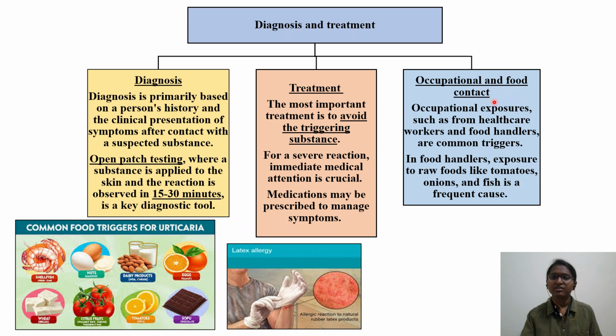Coming to occupational and food contact, occupational exposure such as in healthcare workers and food handlers are common triggers. As I said, medical practitioners who wear latex gloves, and food handlers exposed to raw foods like tomato, onions, and fish, is a frequent cause. So there are sources of food also which cause this type of contact urticaria. That also you might get in a question.